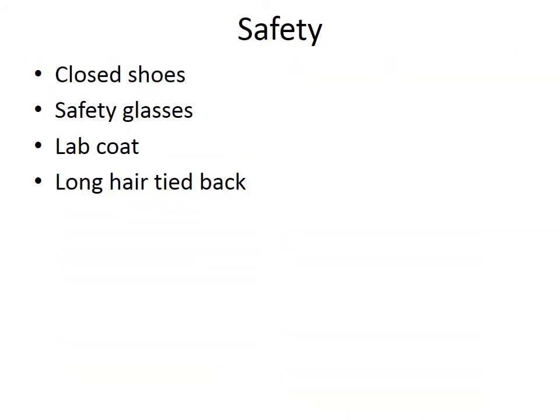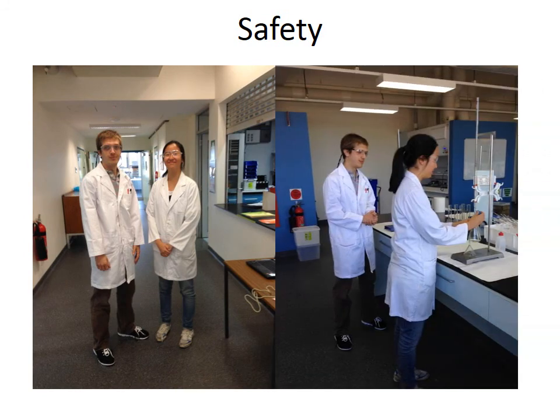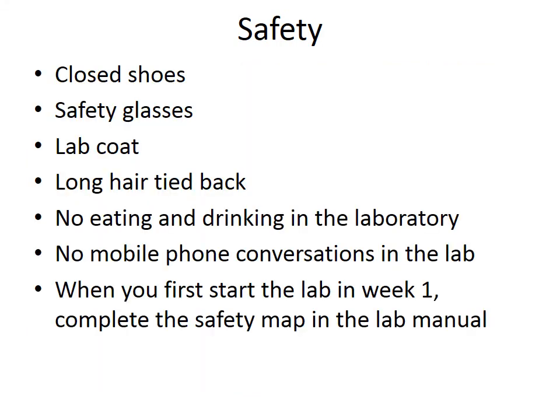It is essential to consider safety when working in the lab. You must be wearing closed shoes, safety glasses, a lab coat, and have long hair tied back. Whenever you step out of the lab, even if it's just to go to the toilet, you must take off your lab coat. You are not allowed to wear a lab coat anywhere in the common areas of the building. As usual, there should be no eating or drinking in the laboratory, and you are not to talk on your mobile phones or even text while you're in the lab. If you absolutely must take a call, please step outside. There is a safety map in the lab manual which will help you identify all important safety features of the labs. You must complete this map and have it signed by a demonstrator when you first come to the lab.